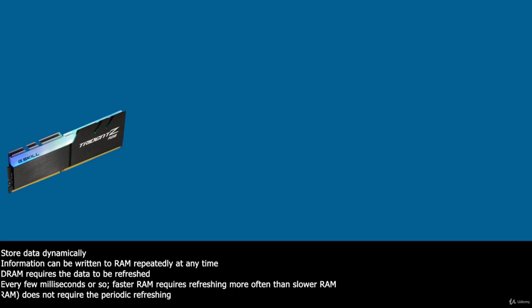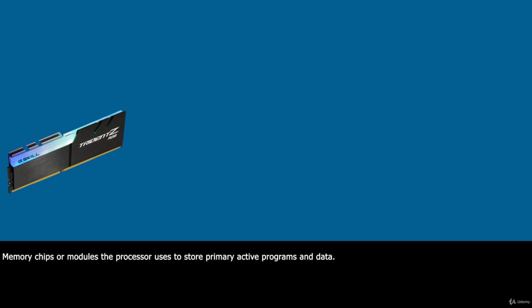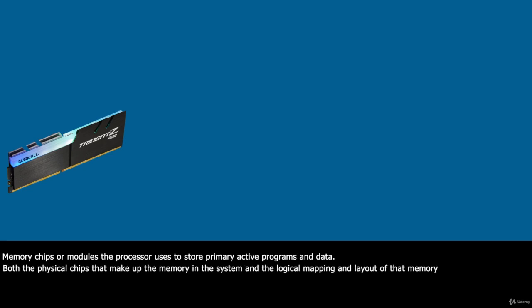A type of RAM called static RAM does not require the periodic refreshing. An important characteristic of RAM in general is that data is stored only as long as the memory has electrical power. When we talk about a computer's memory, we usually mean the RAM or physical memory in the system, which are the memory chips or modules the processor uses to store primary active programs and data. This is confused with the term storage, which should be used when referring to things such as disk drives. RAM can refer either to the physical chips that make up the memory in the system or to the logical mapping and layout of that memory. Logical mapping and layout refer to how the memory addresses are mapped to actual chips and what address locations contain which types of system information.